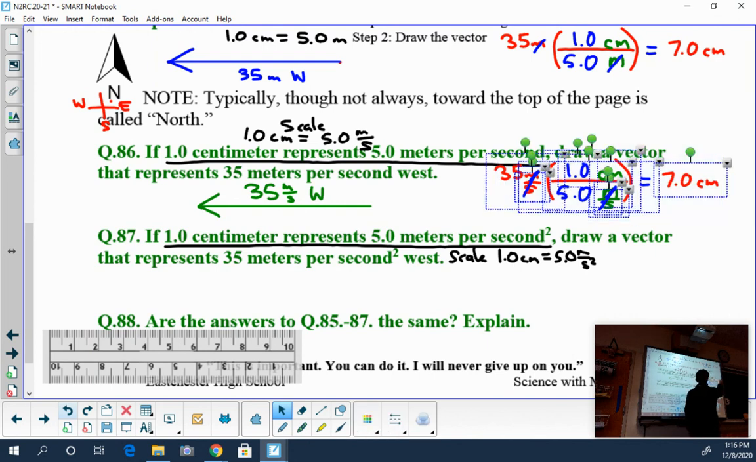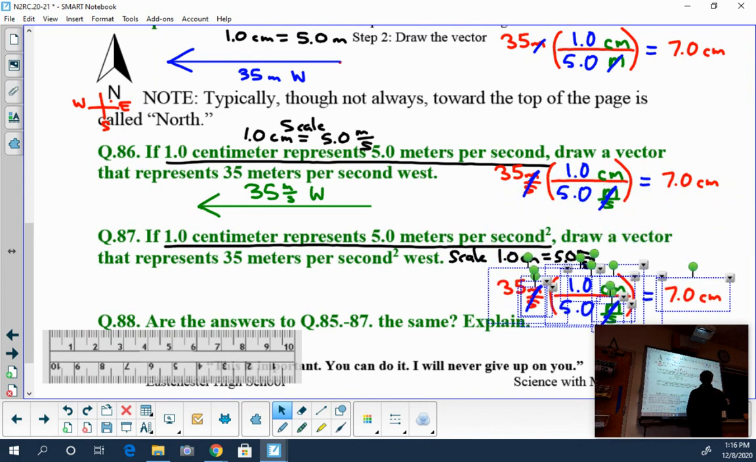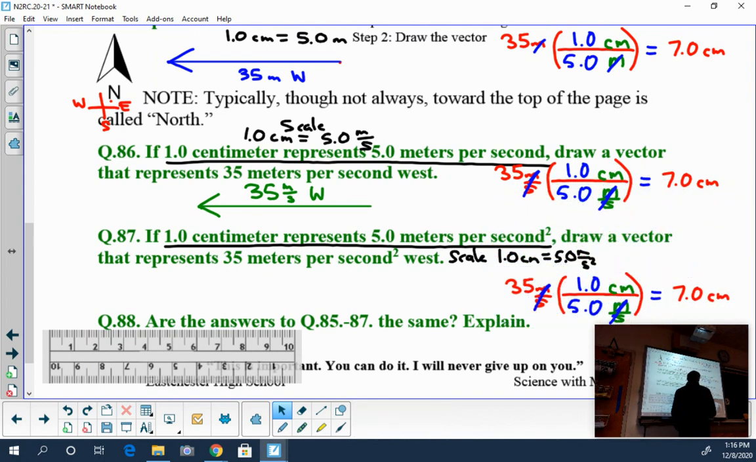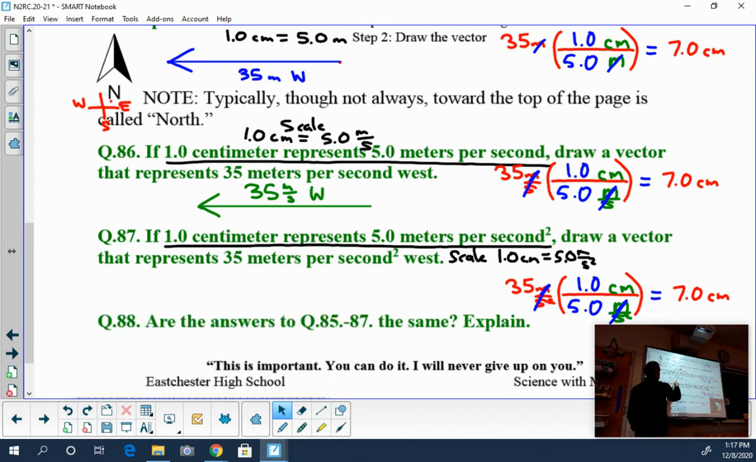Might end up being easier just to rewrite it. Now it's actually in meters per second squared. And the conversion factor includes a meter per second squared, but you still get the same cancel. You get your 7 centimeter length, boom, done. And so you should measure it again, but I'm just going to clone it.